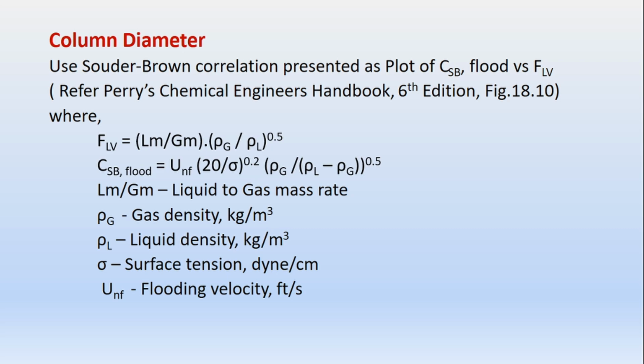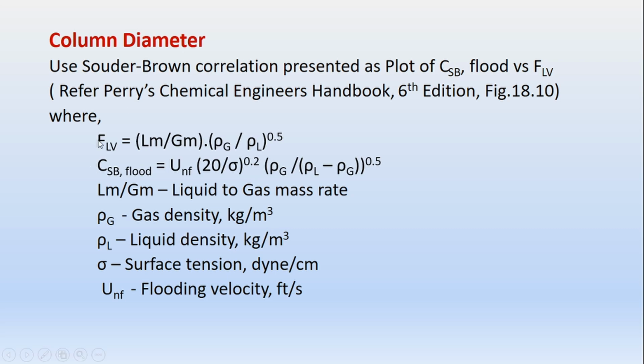given as UNF. UNF is the flooding velocity, and this is given in terms of feet per second in the plot, multiplied by 20 by sigma to the power of 0.2. Sigma is surface tension value in dyne per centimeter, and that is multiplied by rho g by rho L minus rho g to the power of 0.5. Okay, so these two formulas are the x-axis and the y-axis of the plot. Okay, and we need to determine FLV, and we will find out CSB from the plot.